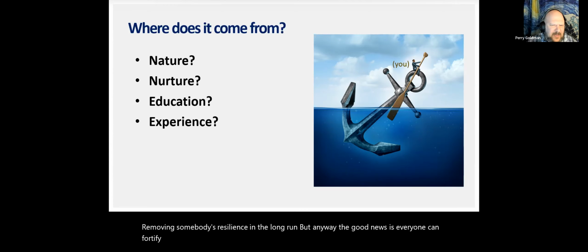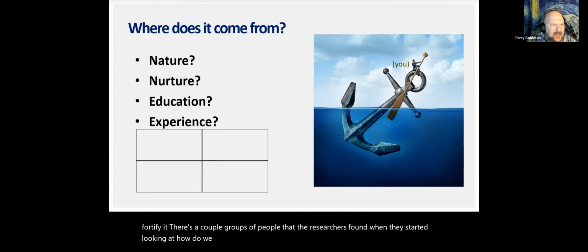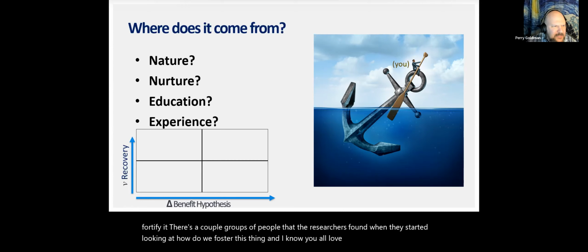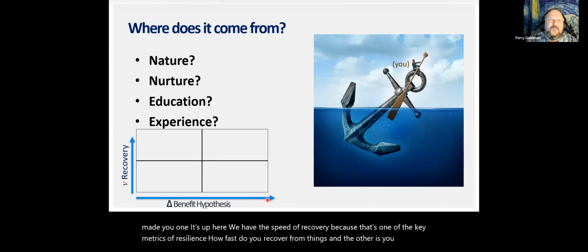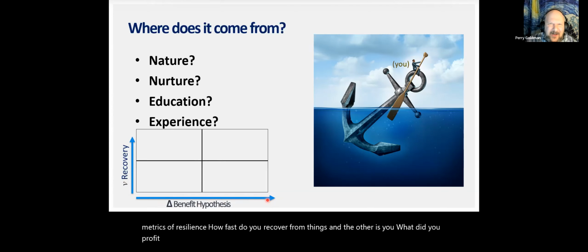There's a couple of groups of people that the researchers found when they started looking at how we foster this thing. And I know you all love a good 2x2 matrix, so I made you one. It's up here. We have the speed of recovery, because that's one of the key metrics of resilience. How fast do you recover from things? And the other is, what did you profit from it? Was there any value in what you went through? In other words, did you learn from this mistake? Did you learn from this stress?